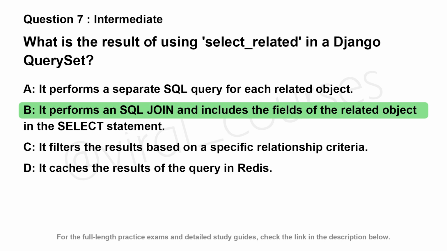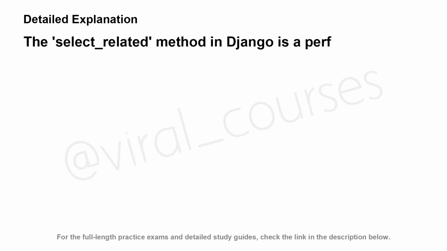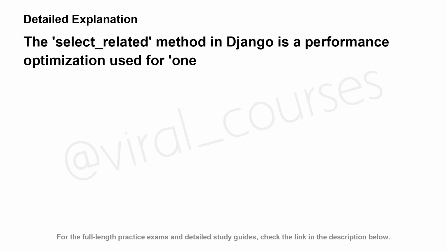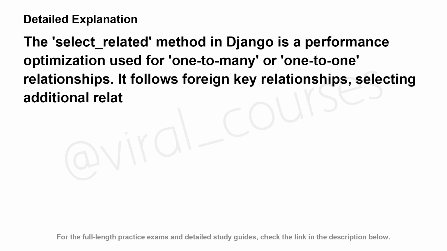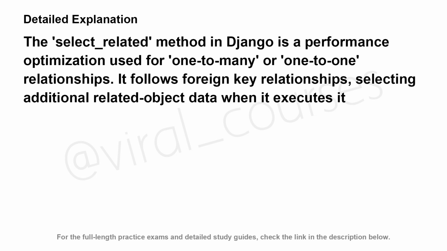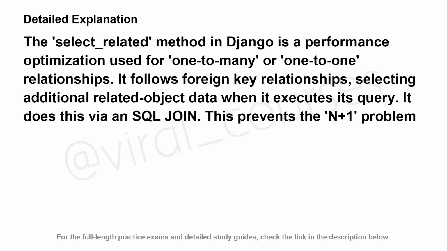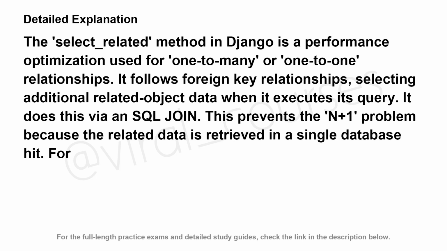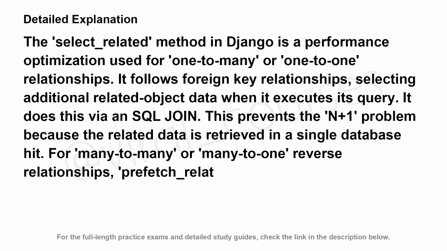The correct answer is B. The select_related method in Django is a performance optimization used for one-to-many or one-to-one relationships. It follows foreign key relationships, selecting additional related object data when it executes its query. It does this via an SQL join. This prevents the N+1 problem because the related data is retrieved in a single database hit. For many-to-many or many-to-one reverse relationships, prefetch_related should be used instead.